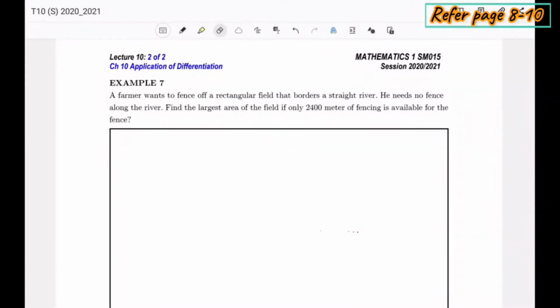Let's look at the first example of optimization problems. A farmer wants to fence off a rectangular field that borders a straight river. He needs no fence along the river. Find the largest area of the field if only 2,400 meters of fencing is available.